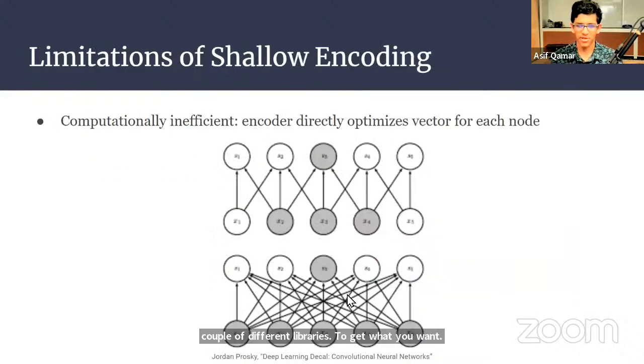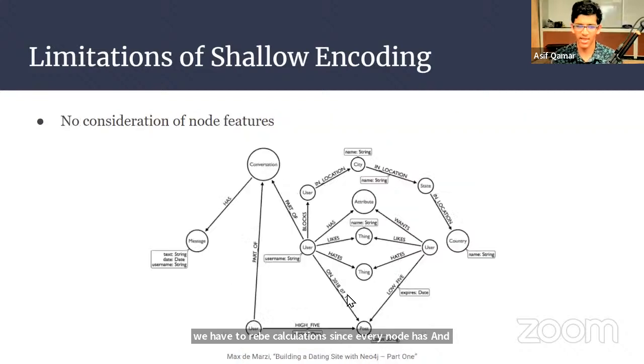There are some limitations to the shallow encoding system, though. For one thing, it's computationally inefficient. The encoder is directly optimizing a unique vector for each node. So during the training process, we have to repeat calculations since every node has a unique embedding. And this could become infeasible for very large graphs, for example.